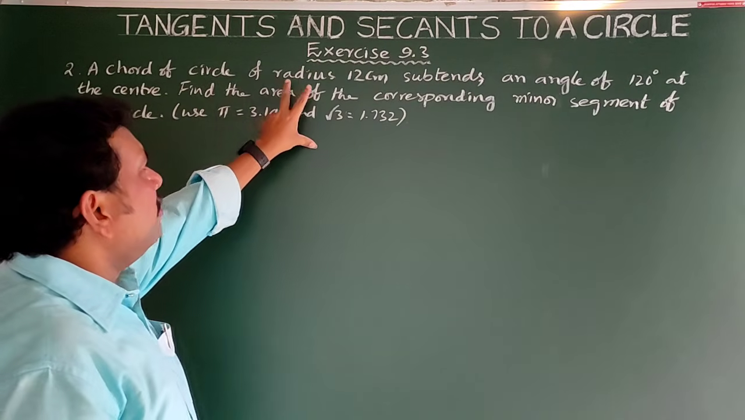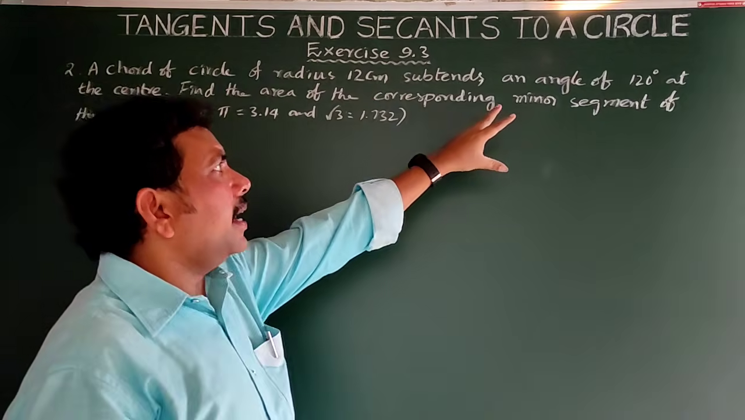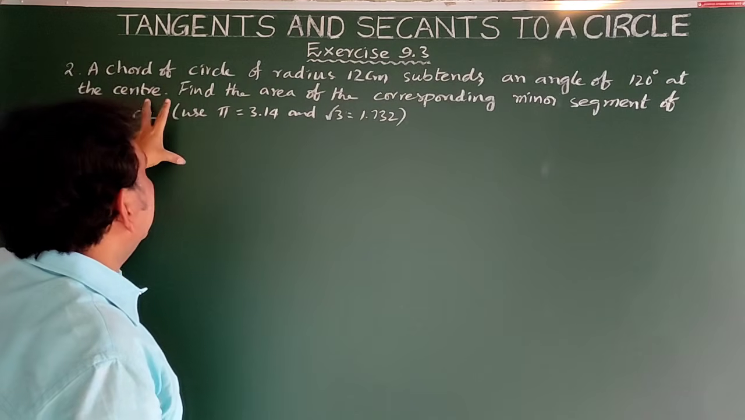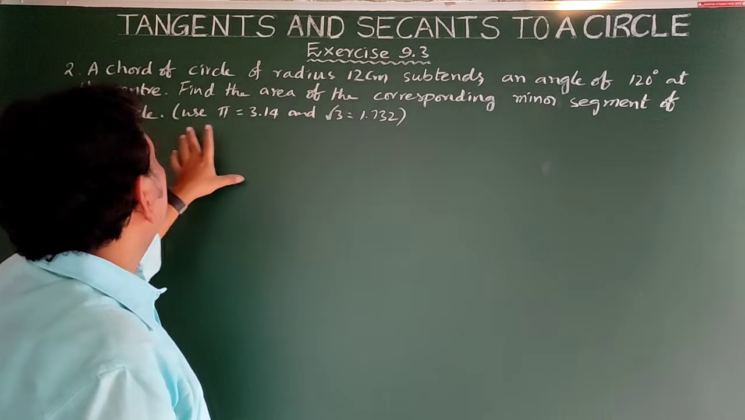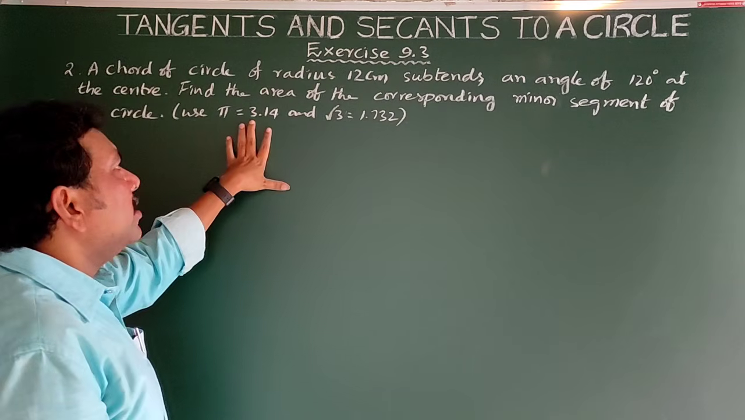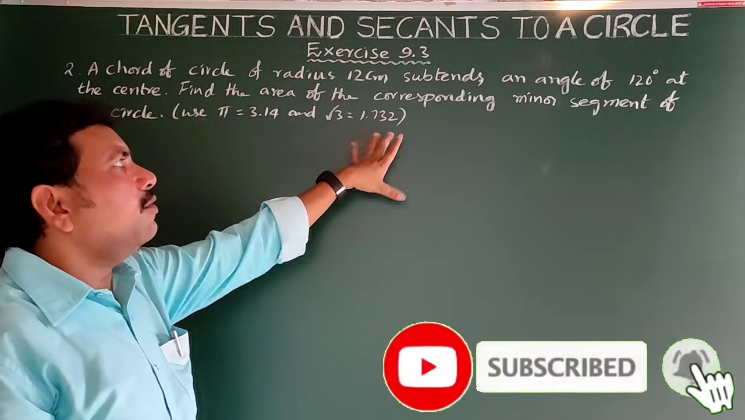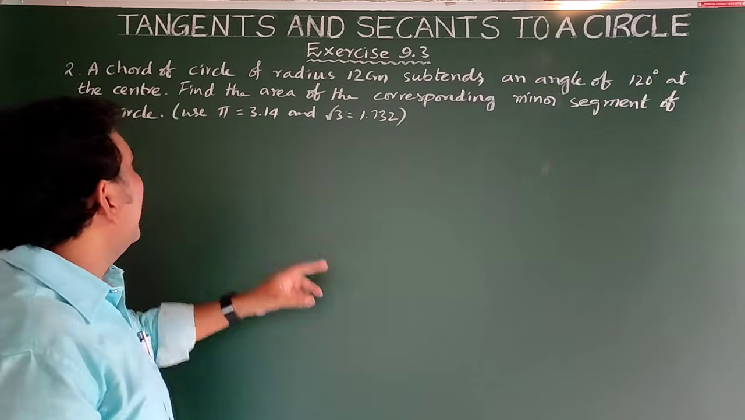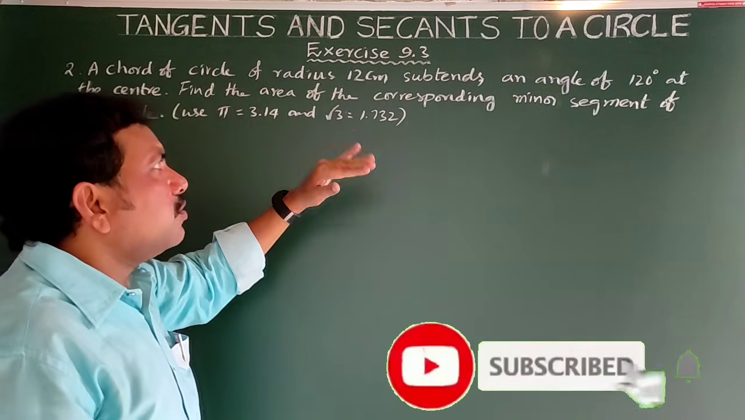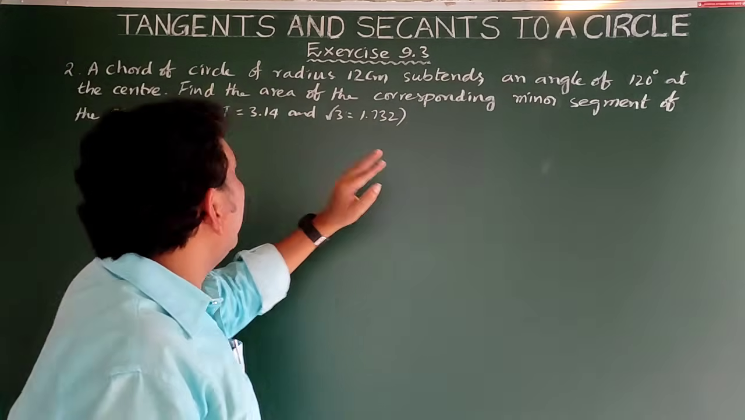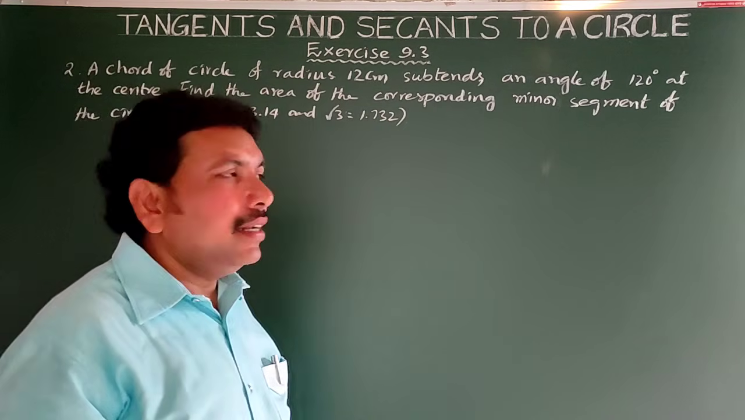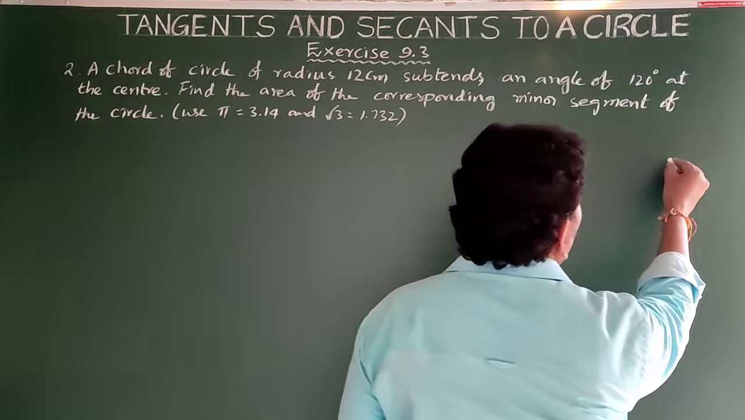A chord of circle of radius 12 cm subtends an angle of 120 degrees at the center. Find the area of the corresponding minor segment of the circle. Use pi is equal to 3.14 and root 3 is equal to 1.732. Right? A chord of circle of radius 12 centimeters subtends an angle of 120 degrees at the center. So according to the problem, first draw the diagram.